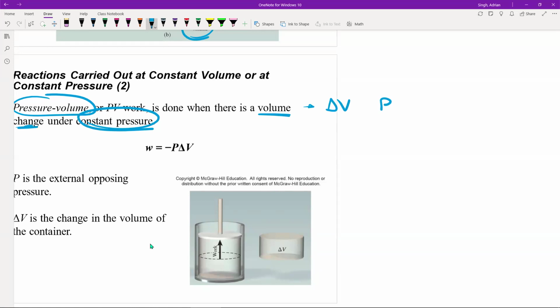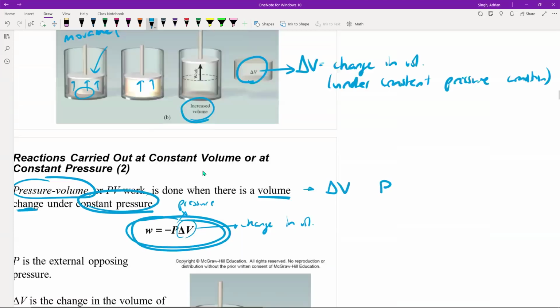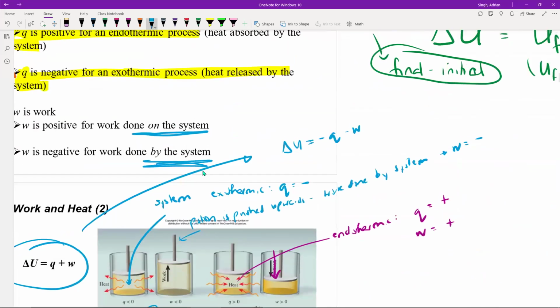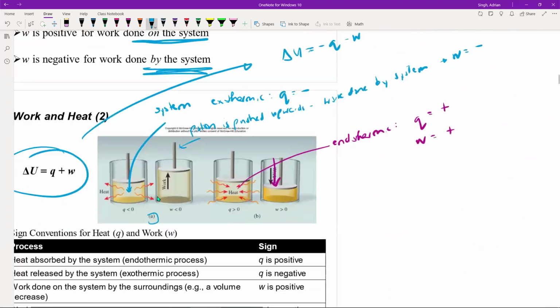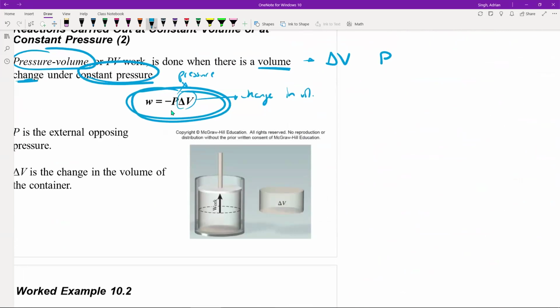Okay, so change in volume would be delta V under constant pressure, P. And we define the work being done as being equal to the negative value of the pressure P times the change in volume, delta V. Okay, so again, sign here is important. W equals negative P times delta V. Why is W negative? Well, if we go back to our definition up here, work is being done by the system, right? It's causing the piston to move upwards. As a result, our W there is a negative value. That's why you see the negative sign. So P there is the external opposing pressure. And again, delta V is going to be the change in the volume of the container.